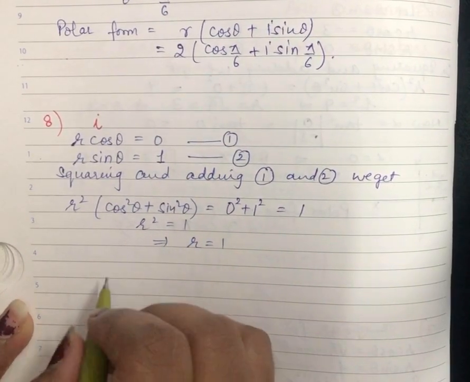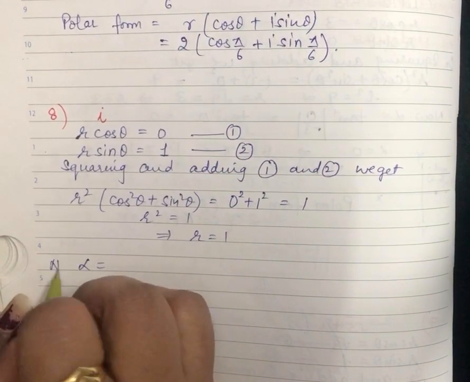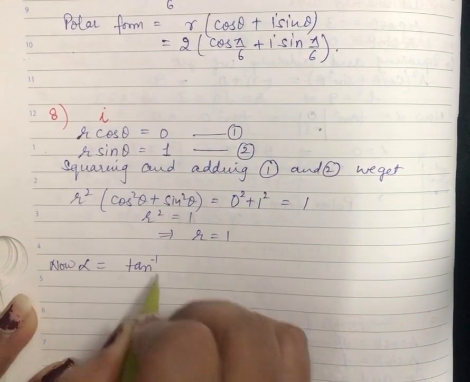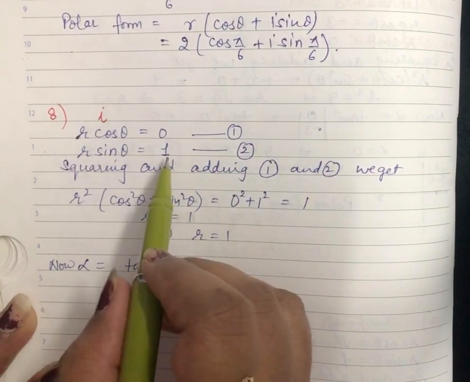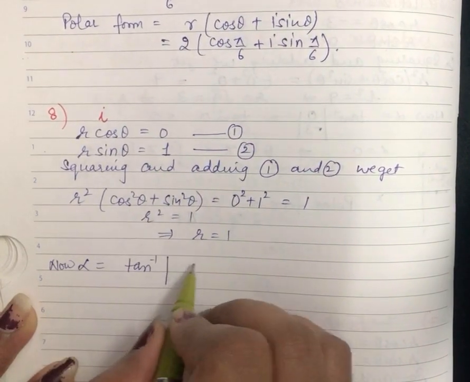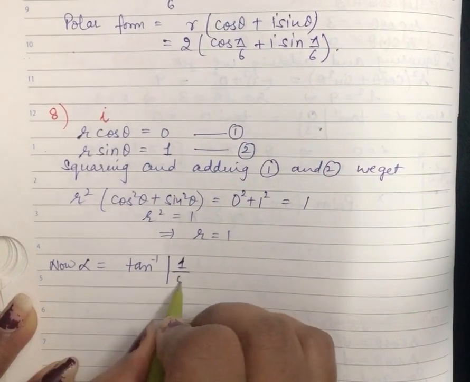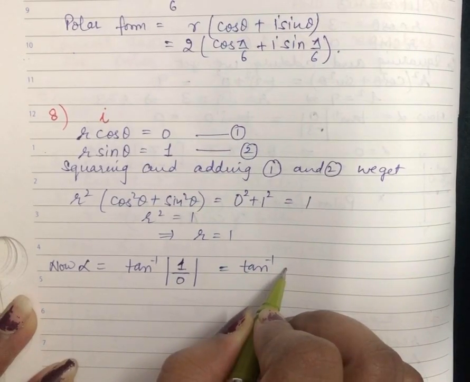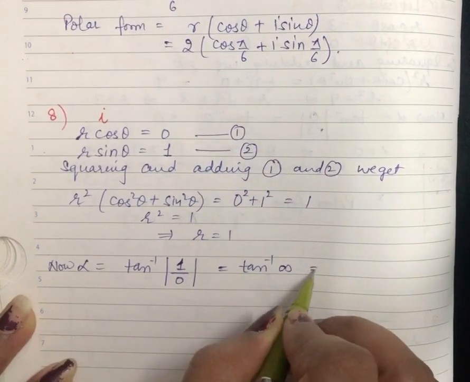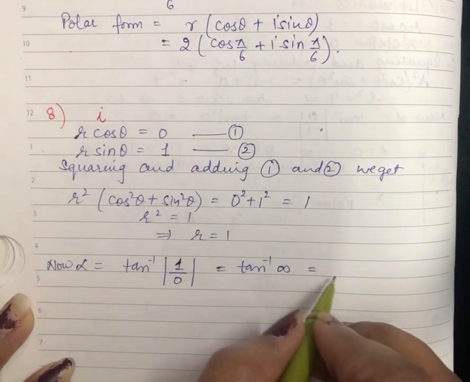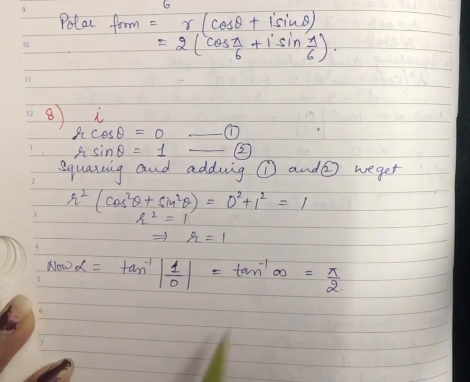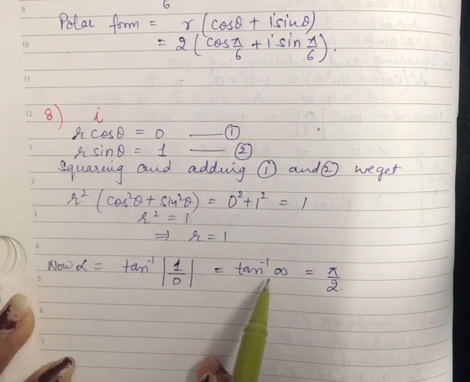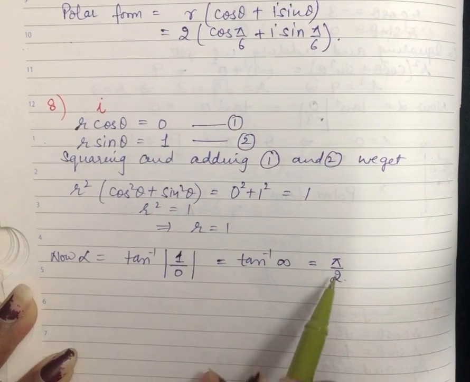Now for theta, alpha is equal to tan inverse. Now here the imaginary part is 1, that is y is 1, and the real part is 0, which is tan inverse of infinity, which is not defined, you can say. So we know that at pi by 2 tan is not defined or infinite. So the value of alpha is pi by 2.